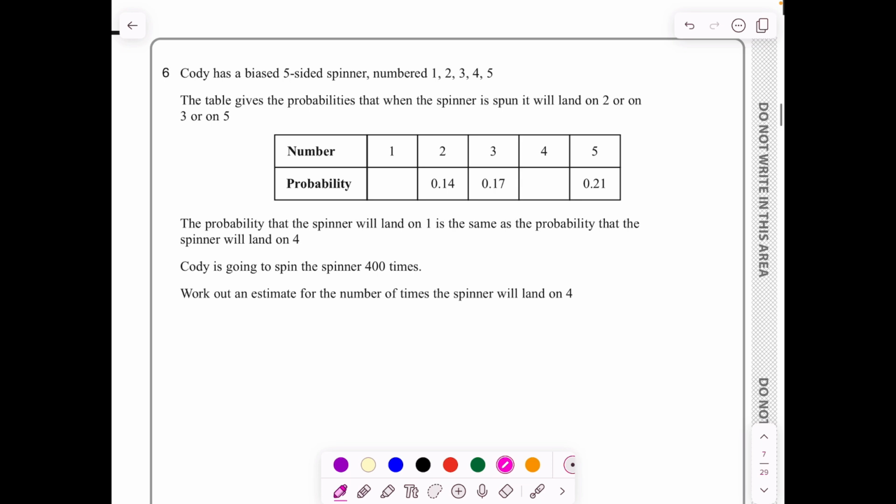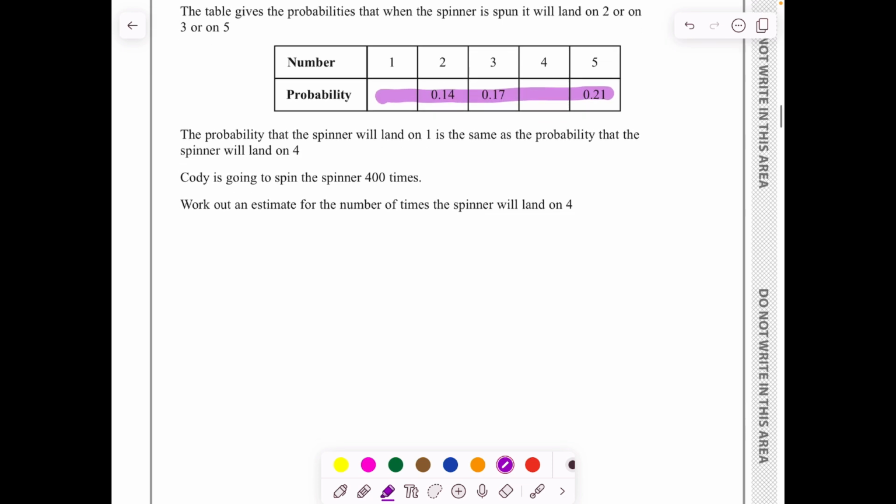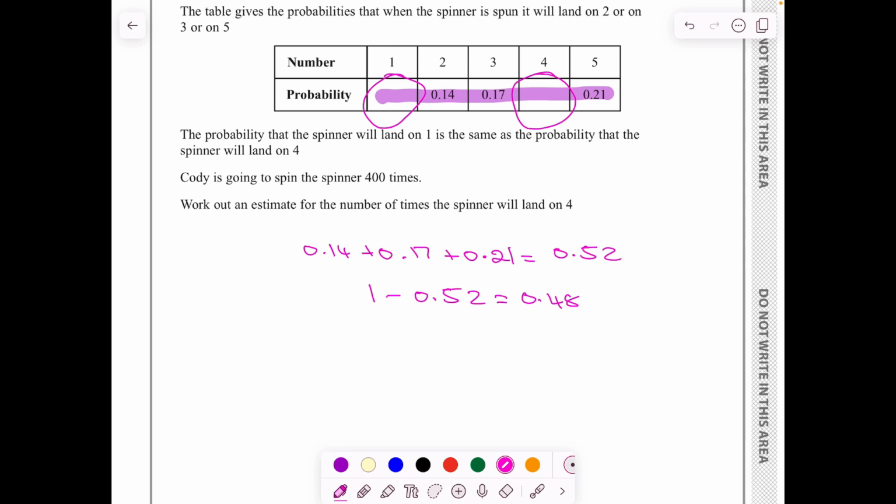Right, some good old probability. We know that all these probabilities here should add up to 1. So let's see what it adds up to so far. We need to add up 0.14 plus 0.17 plus 0.21, and that comes to 0.52. Subtract it from 1, because we know it needs to add up to 1. We get 0.48. That means these two that are left must add up to 0.48.